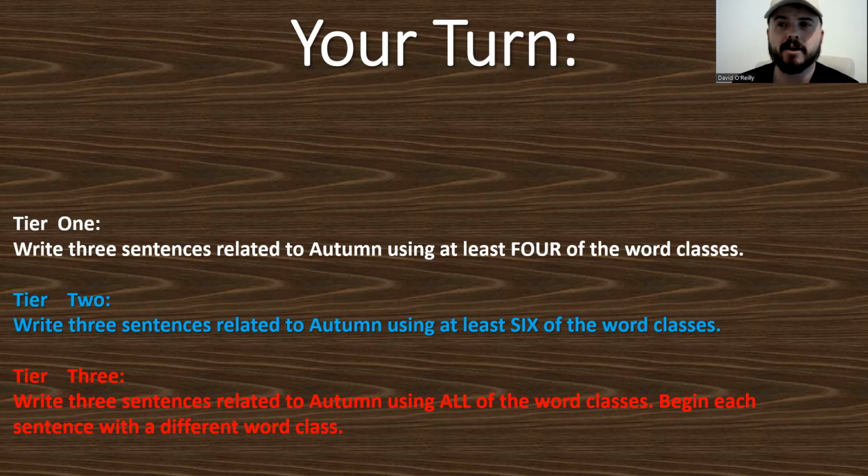Okay, when we write, it's very tempting to use nouns or determiners to begin our sentences. We do it a lot. But what I'd really like you to think about is, can you begin a sentence with an adjective or an adverb or a preposition? Maybe a conjunction. Give that a go.